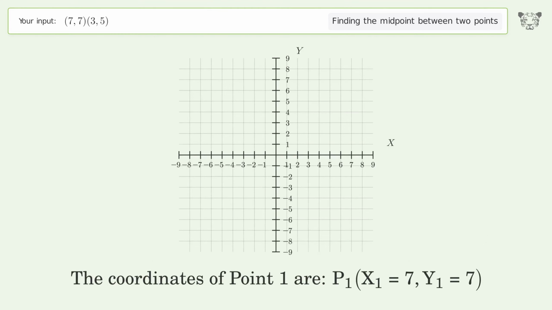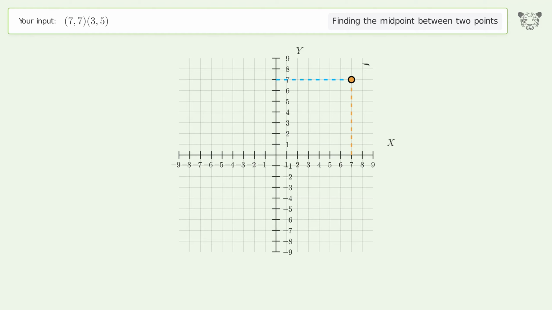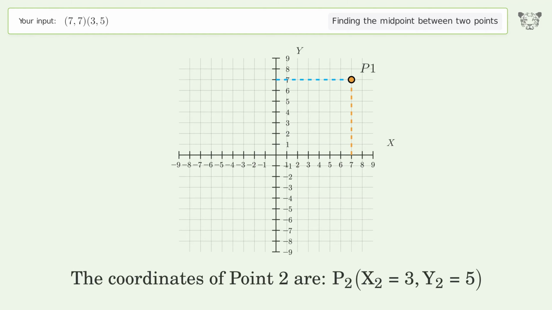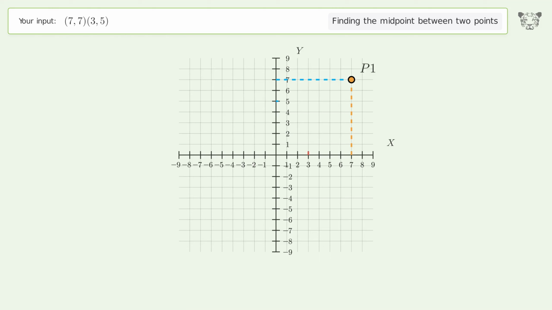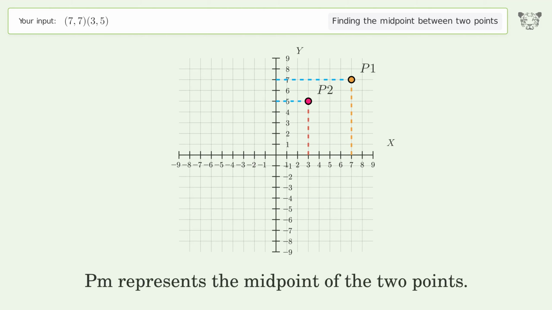The coordinates of point 1 are, x1 equals 7, y1 equals 7. The coordinates of point 2 are, x2 equals 3, y2 equals 5. PM represents the midpoint of the 2 points.